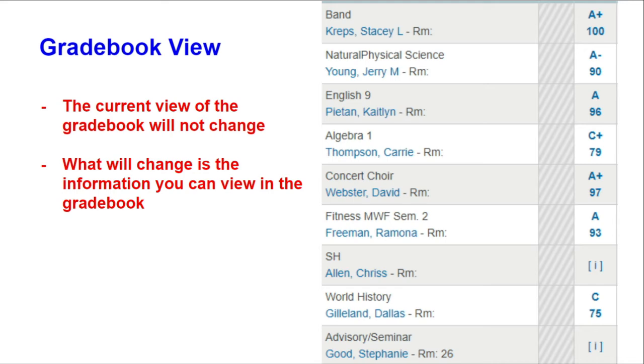So course name, letter grade, that will not change for us. So if you're a parent that wants to log in and see your student's grade, where they're at in that given moment for whatever class, you will still log in and see a grade page just like this. Okay? Some parents, that's what you want to see, and that's perfectly okay. You just want to make sure that your student is keeping up with what they're doing. That's perfectly fine.